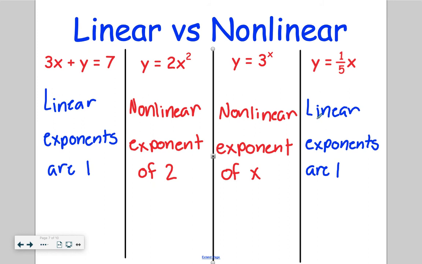The third one is nonlinear because the exponent is x, so it's not even a number. The exponent is a variable. And then the last one is linear because that exponent, if I put it into the equation, would be 1.